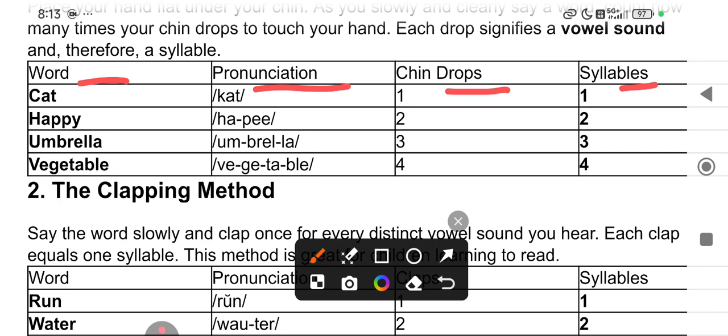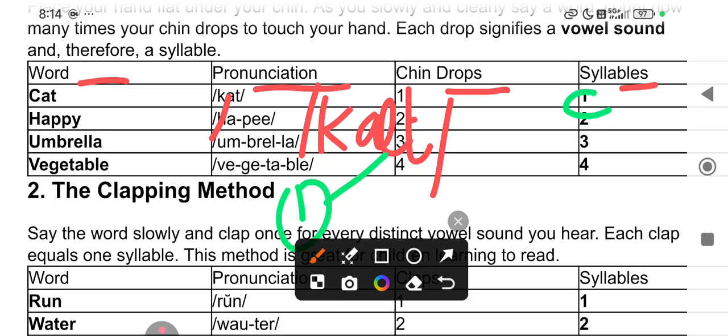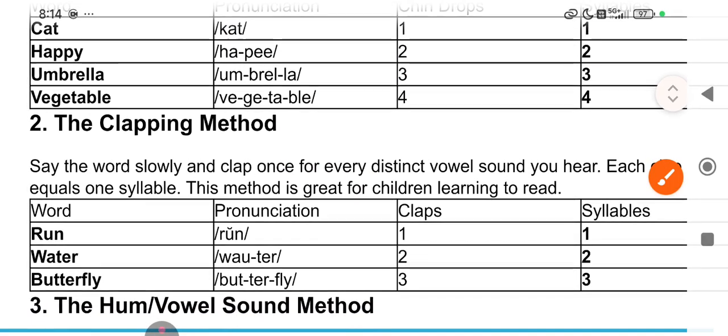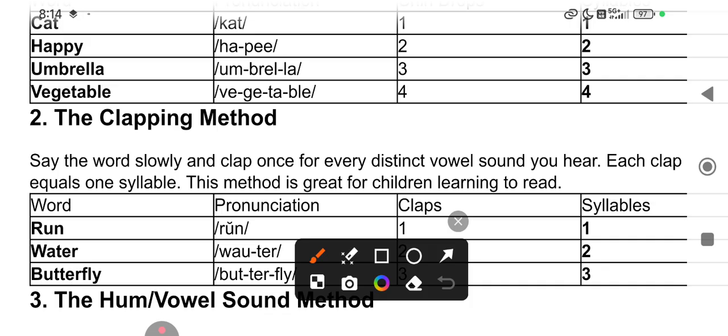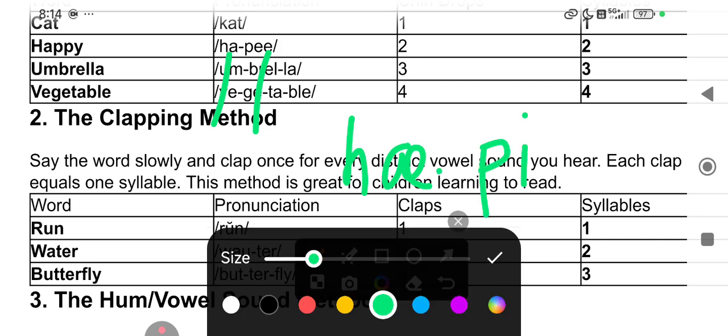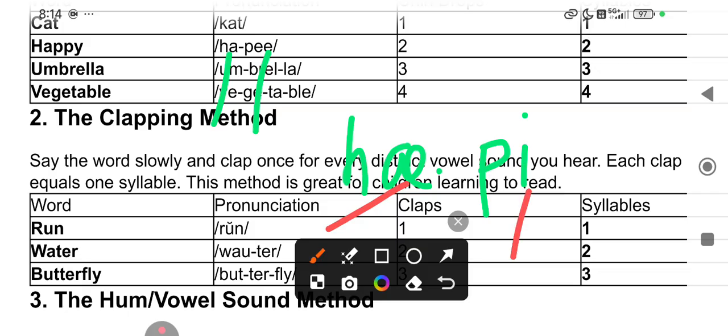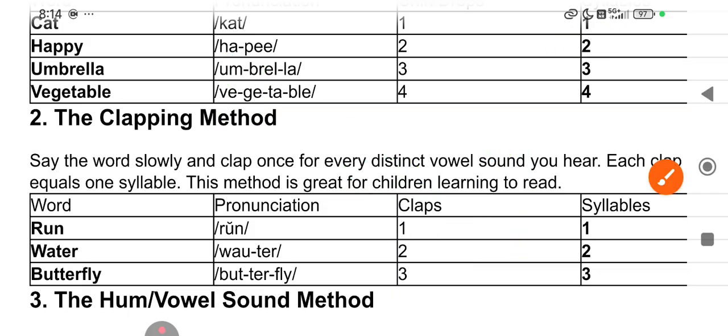Suppose the word cat. How many syllables in cat? How many vowels are in cat? One. So this is a one-syllable word, monosyllabic. Then happy. Here two vowels are there, one and two. So this is a two-syllable word.